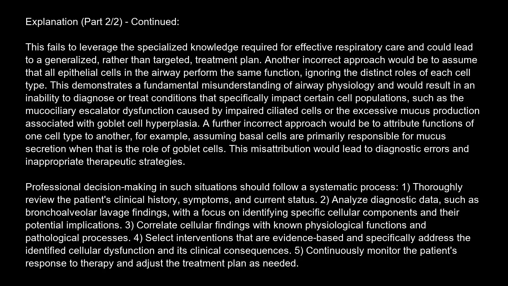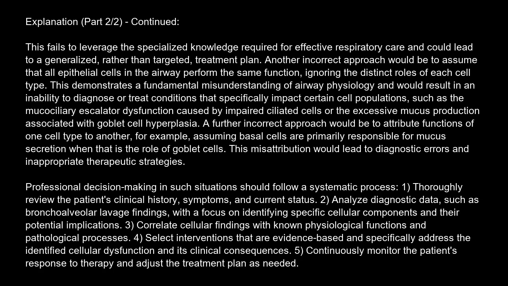This demonstrates a fundamental misunderstanding of airway physiology and would result in an inability to diagnose or treat conditions that specifically impact certain cell populations, such as the mucociliary escalator dysfunction caused by impaired ciliated cells or the excessive mucus production associated with goblet cell hyperplasia. A further incorrect approach would be to attribute functions of one cell type to another. For example, assuming basal cells are primarily responsible for mucus secretion, when that is the role of goblet cells. This misattribution would lead to diagnostic errors and inappropriate therapeutic strategies.